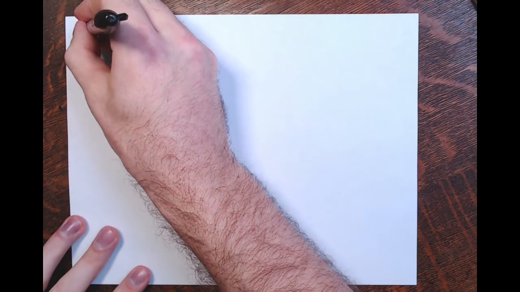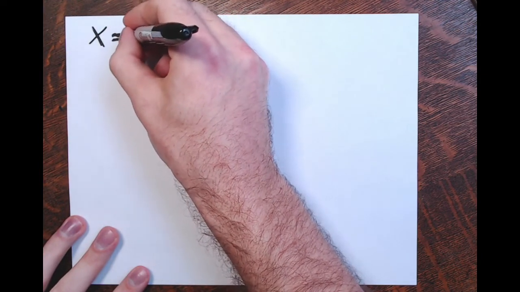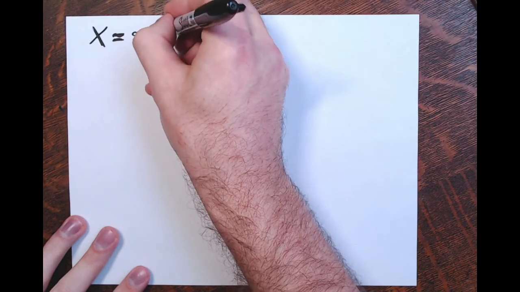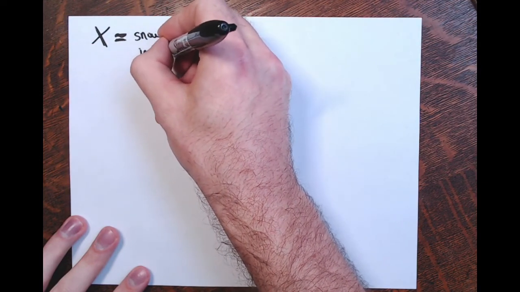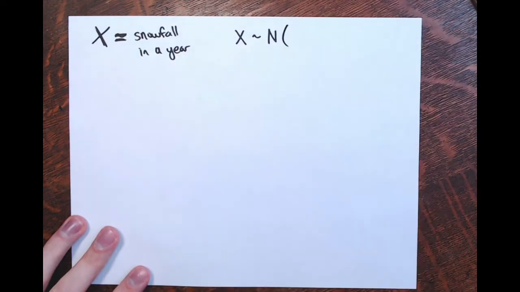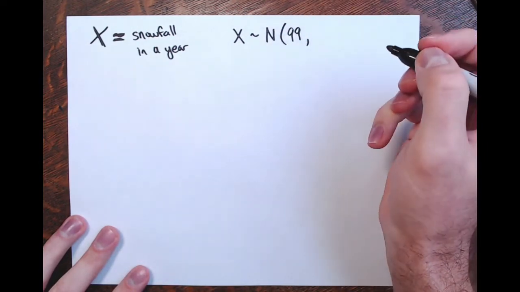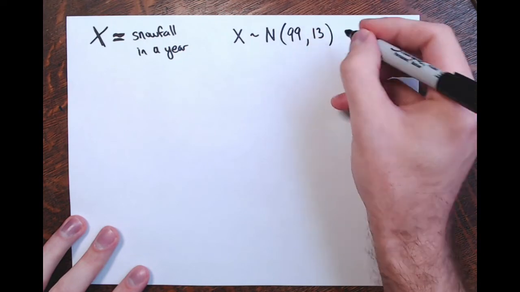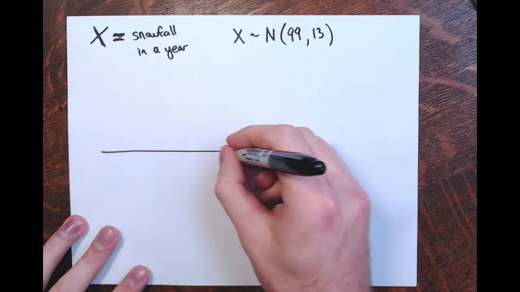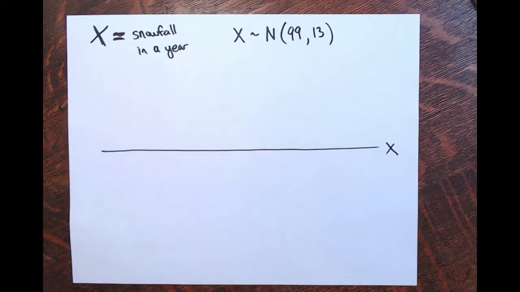So this isn't the standard normal, right? The mean wasn't 0 and the standard deviation wasn't 1. So I'm not going to call it z, I'll call it x, right? Now let's say x here is the snowfall in a year. Right? This is the snowfall in a year. And they're telling us that x is normally distributed with a mean value of 99 inches and a standard deviation of 13 inches. I'll draw a picture. Here's a number line with possible different snowfall values of x.